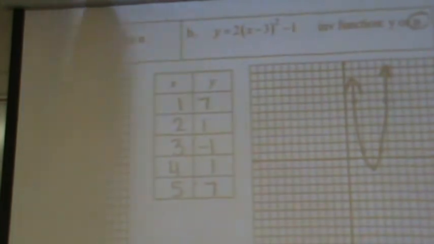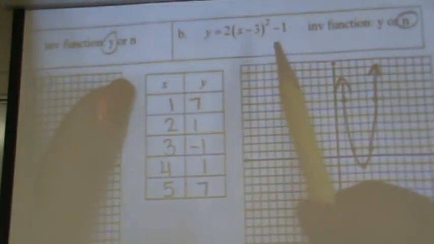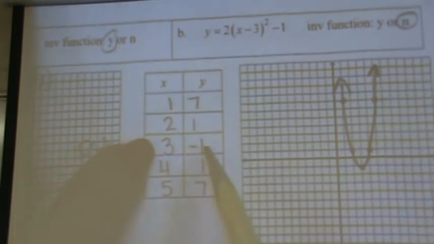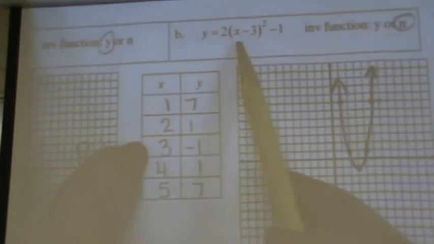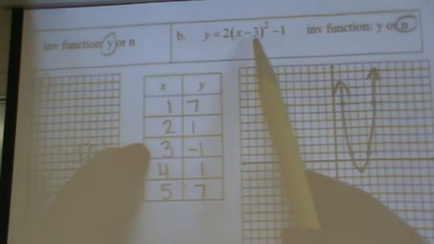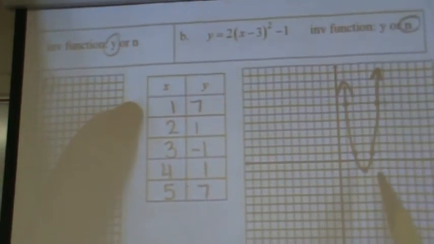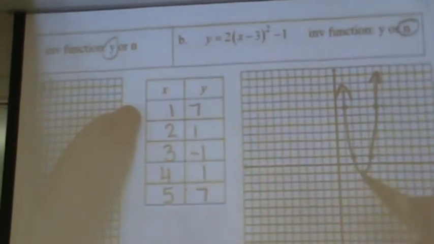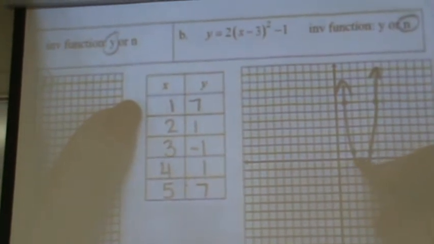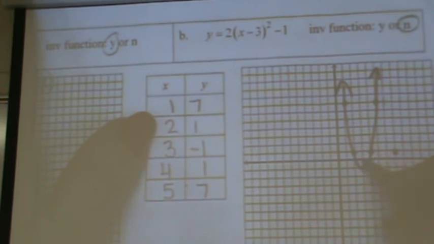For the next one, B, here I just made a T-chart. The vertex is 3, -1, so from there I went 2 to the left, 2 to the right of 3. This is my original graph right here, 2 times x minus 3 squared minus 1. How, ladies and gentlemen, do I graph the inverse of this? I'm going to take each of these points, so 1, 7 becomes 7, 1. 1, 2, 3, 4, 5, 6, 7. 2, 1 becomes 1, 2.